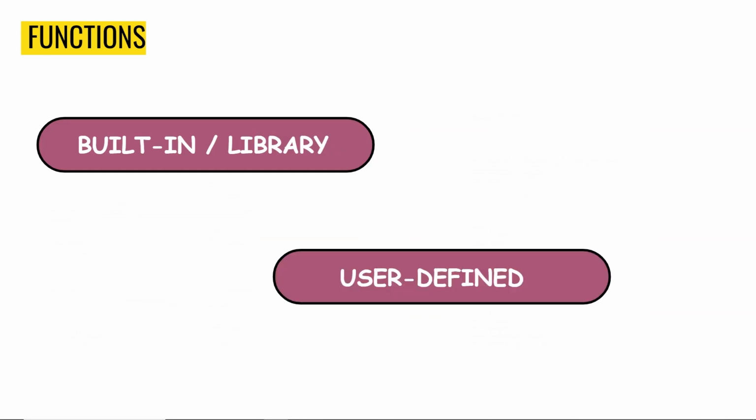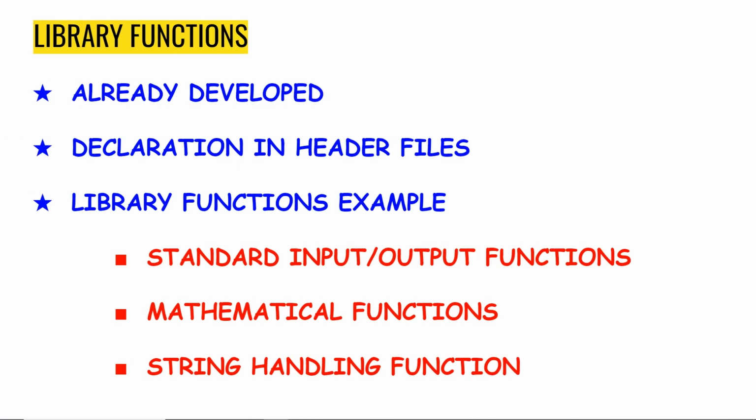Functions are classified as built-in or library functions and user-defined functions. First, we will discuss predefined or built-in or library functions. Predefined or library functions are not required to be written by the user. They have already been developed. For example, functions like printf, scanf, and string length. These are all examples of built-in functions.